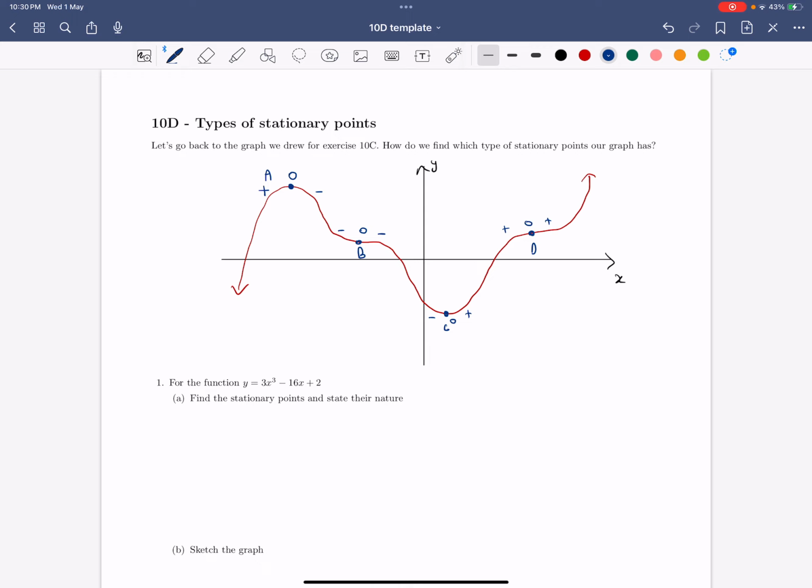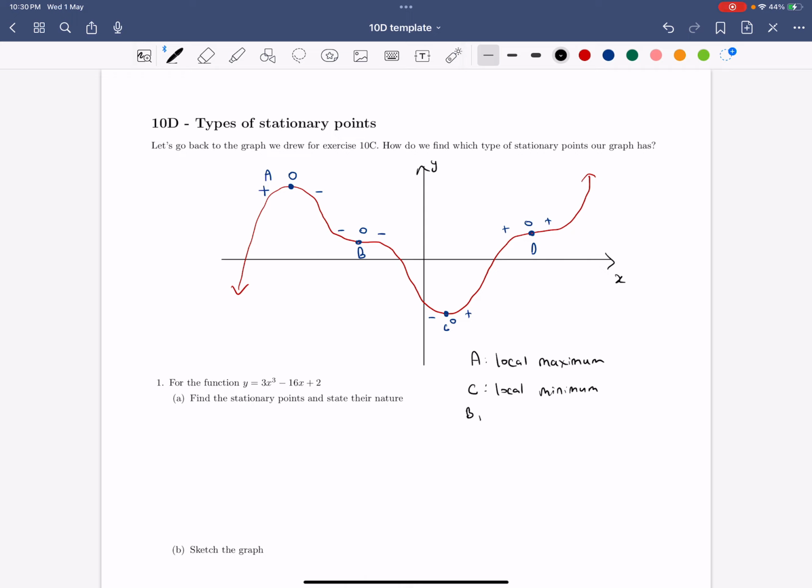So we spoke about point A being what's called a local maximum. So what's happening for a local maximum? We're going from positive to 0 to negative. Point C is what we call a local minimum. So for a local minimum, we're going from negative gradient to 0 to positive. And just recall, we call it a local maximum and a local minimum because locally, the y values are the maximum and the minimum values.